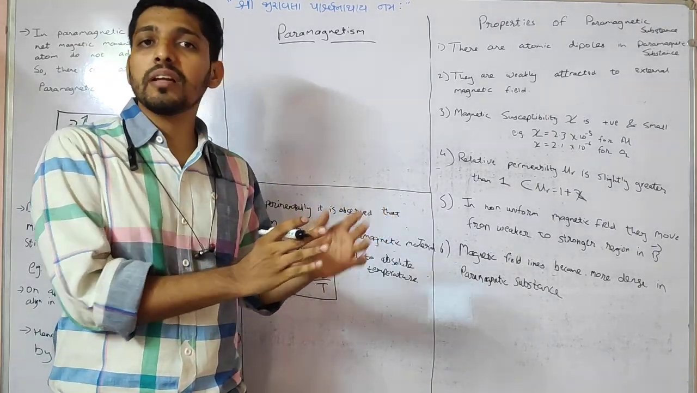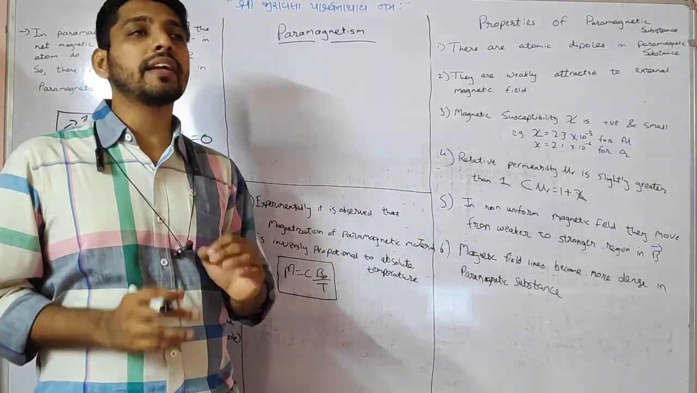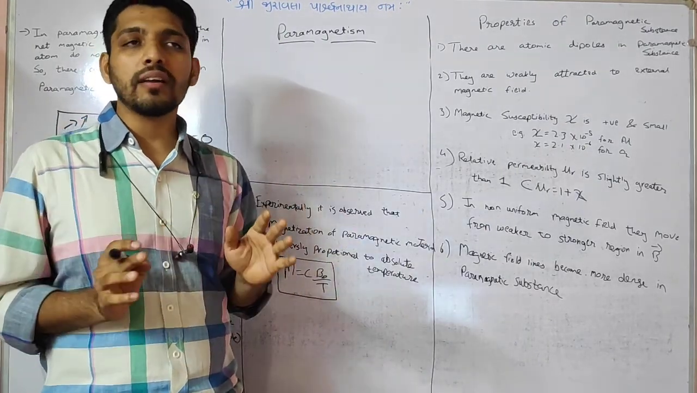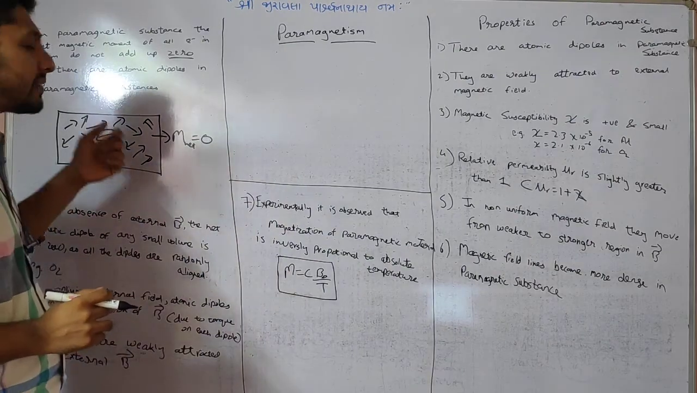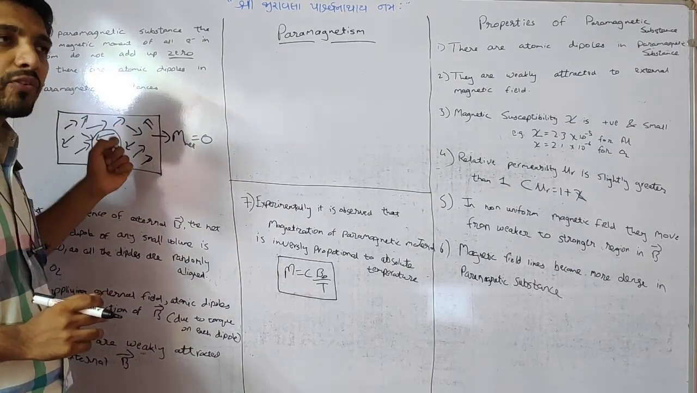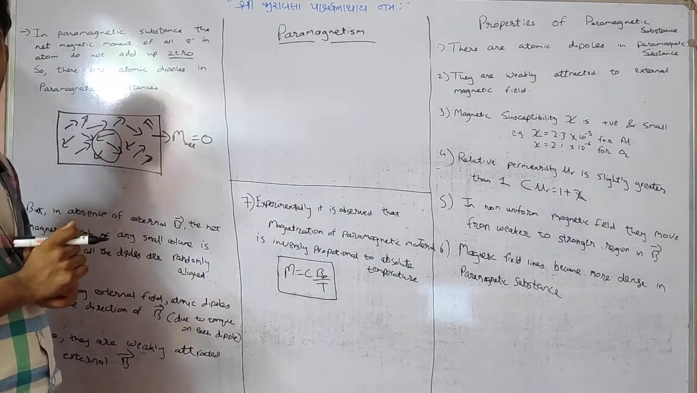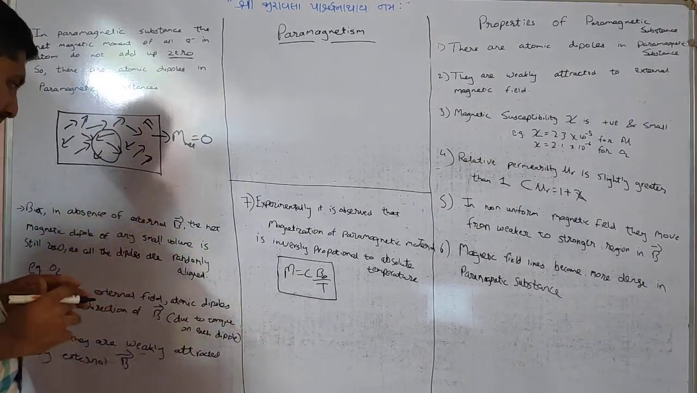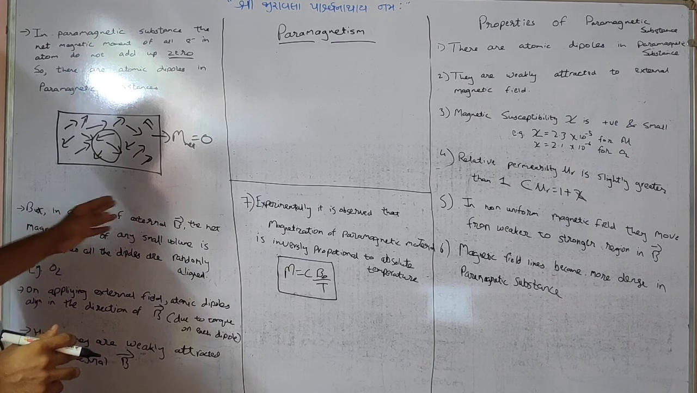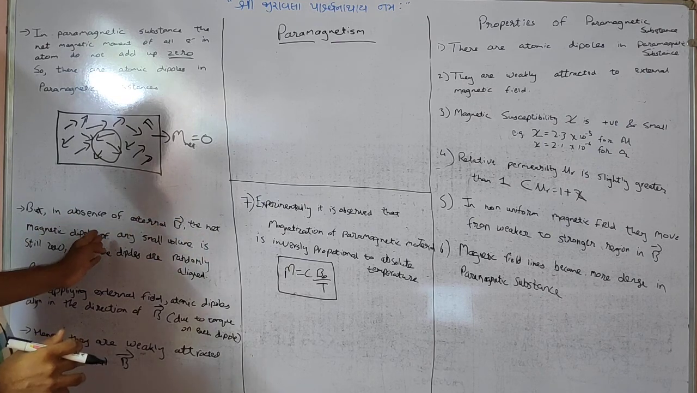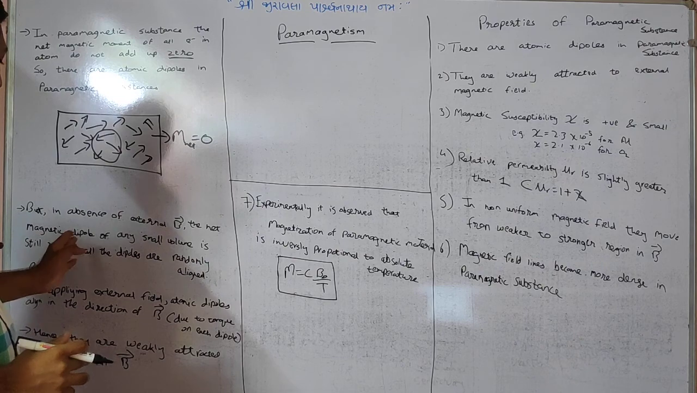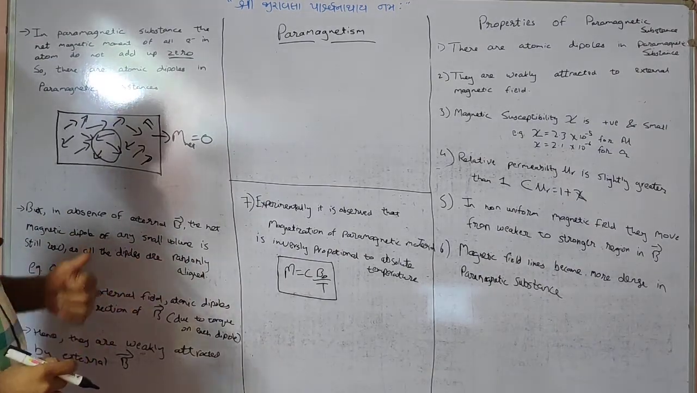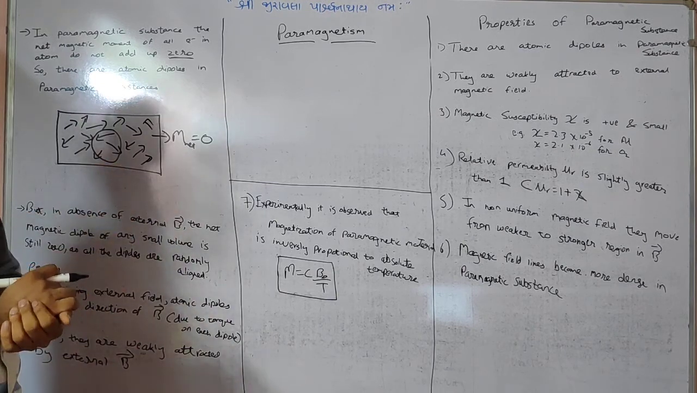In diamagnetic material, each and every atom does not have a magnetic moment because the electrons cancel out their effect. But here there is a magnetic dipole with each atom, but they are arranged in a random manner, so the net magnetic moment will be equal to 0. So here I have written: in absence of an external field, the net magnetic dipole of any volume is still 0 as the dipoles are randomly arranged. An example for this type of material is O2.